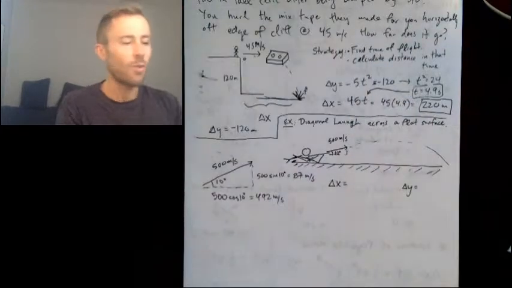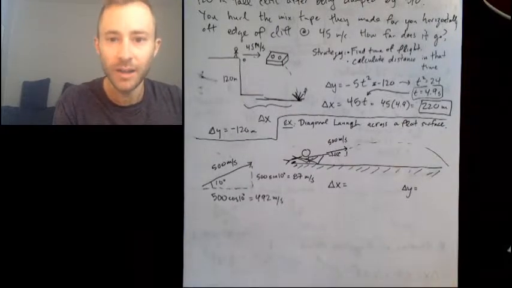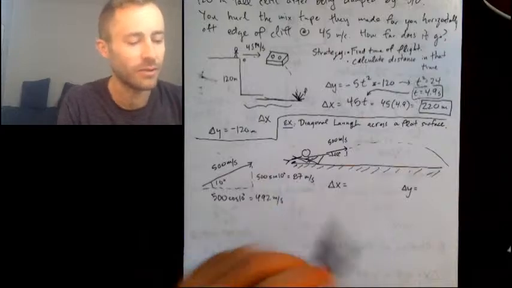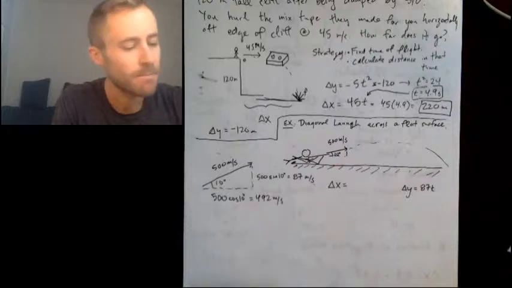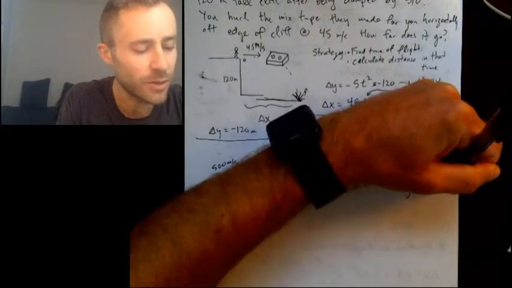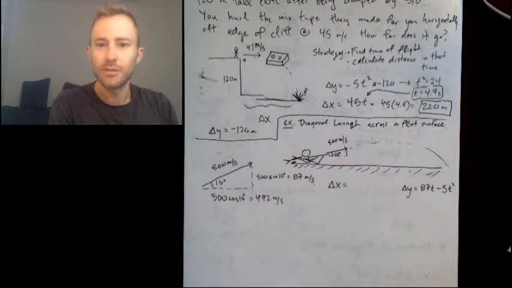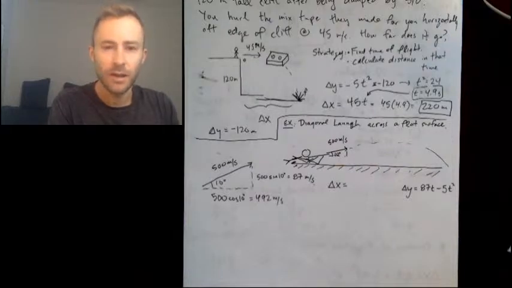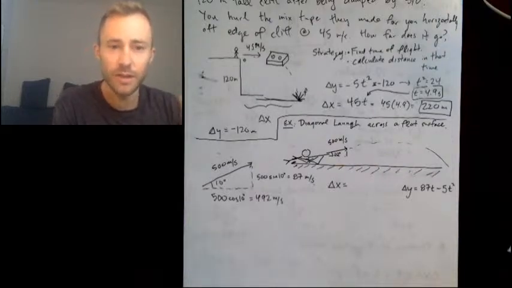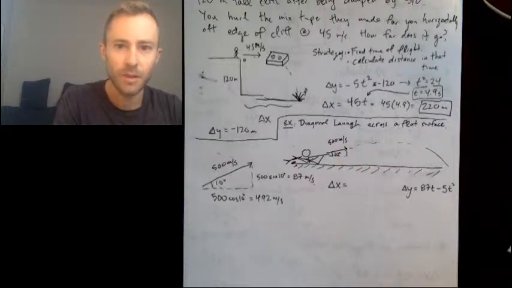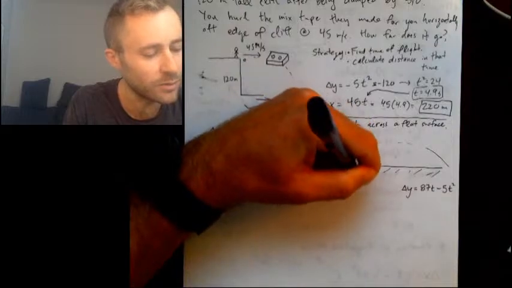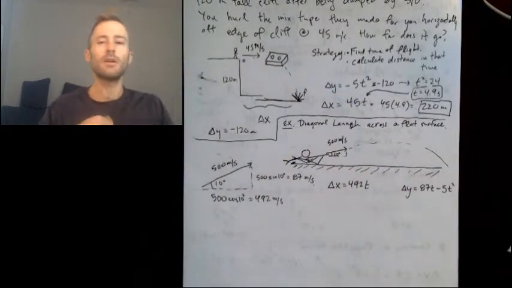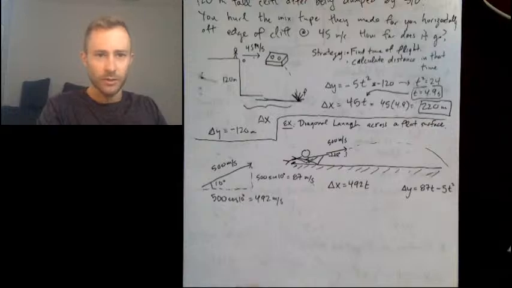Okay? Our delta y equation is v y naught t minus 1/2 gt squared. V y naught is 87, so I have 87t minus 1/2 gt squared, so minus 5t squared. So that's our delta y equation. Our delta x equation is vx naught times time. Vx naught is this 492, so I have 492t. All right? So these are our two equations of projectile motion.